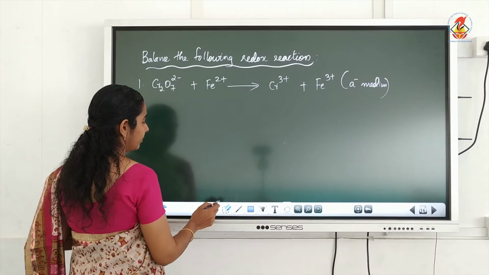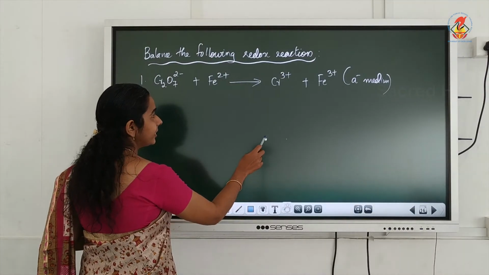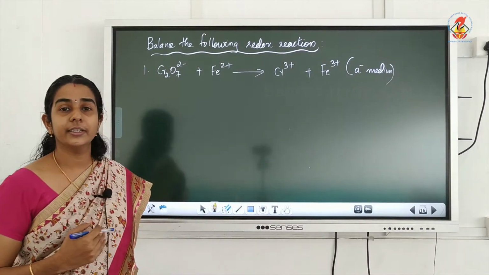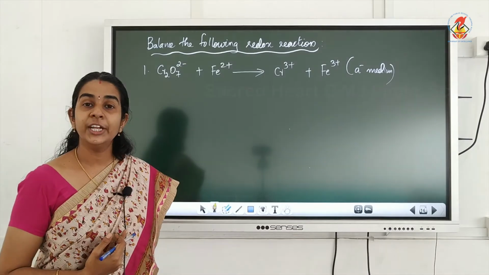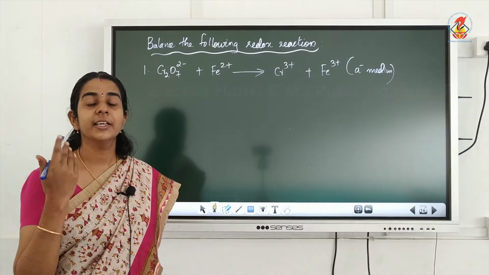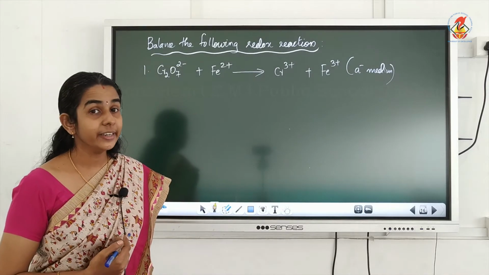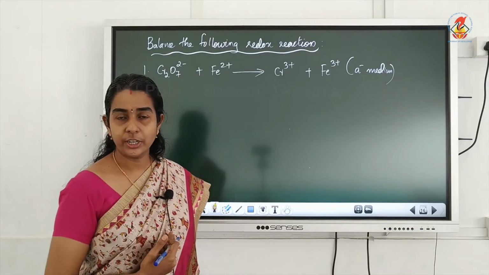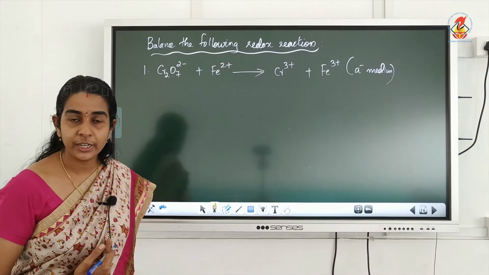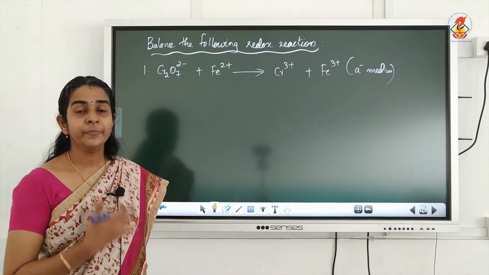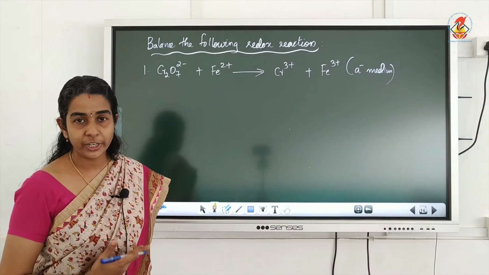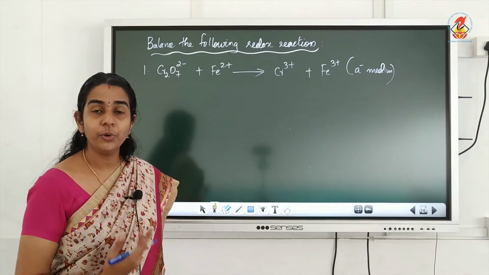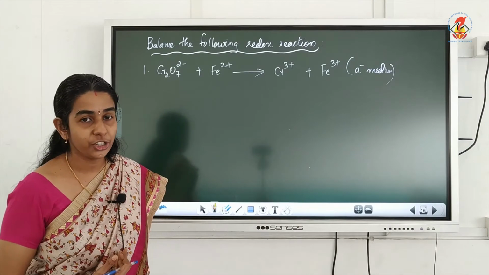Now we know the first step to balance a redox reaction is to split this redox reaction into two half reactions, that means the oxidation half reaction and the reduction half reaction. But how can we split this? Before that we have to identify which species is undergoing oxidation and which is undergoing reduction, isn't it? And that we can understand only when we assign the oxidation states.